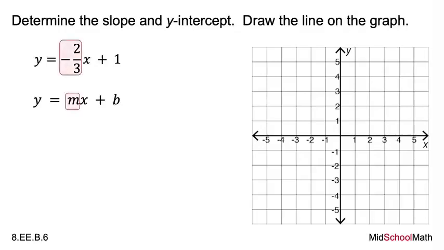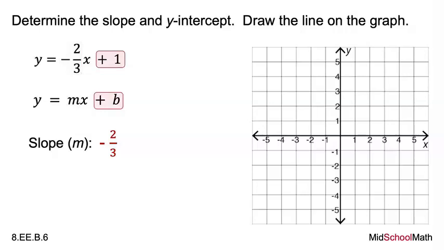We see that -2/3 and m are both coefficients of x, which means that is the slope value. So the slope of this line is -2/3. Next, we can see that +1 and b are the constants, which means the y-intercept is +1.